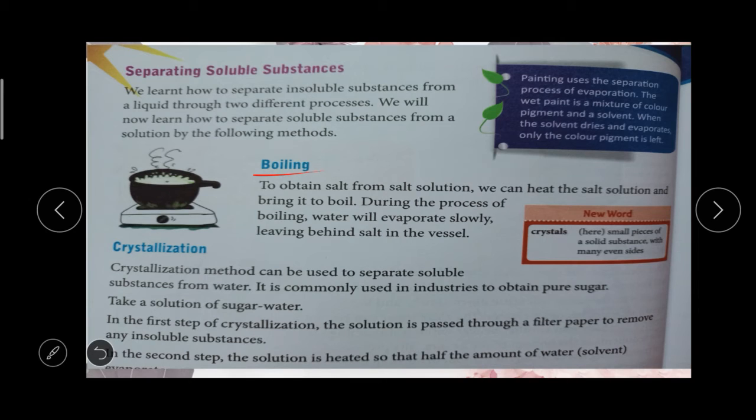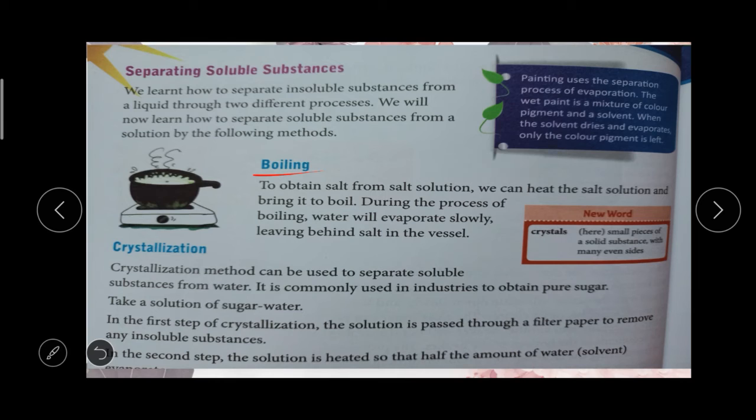We can boil it. Take some salt, add it to water and mix it. After that we should boil the water. During this process, all the water will evaporate slowly. Finally the salt is left in the vessel.